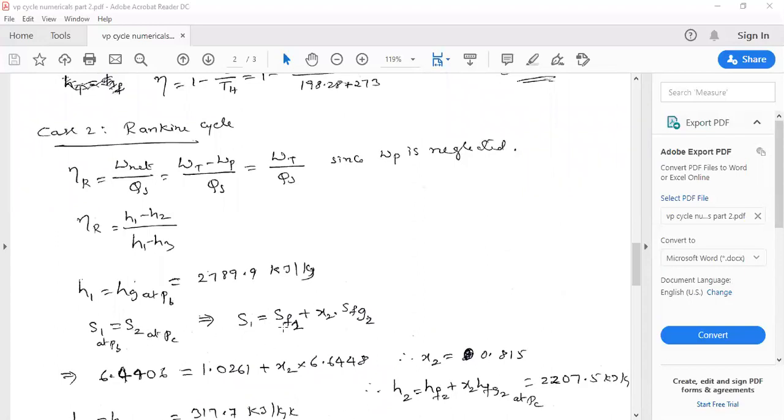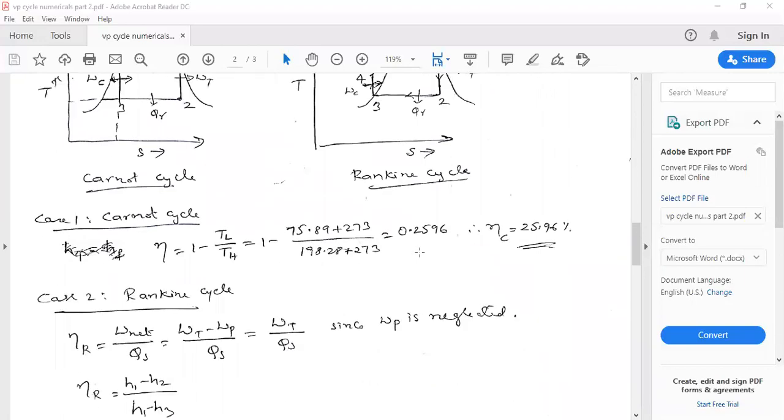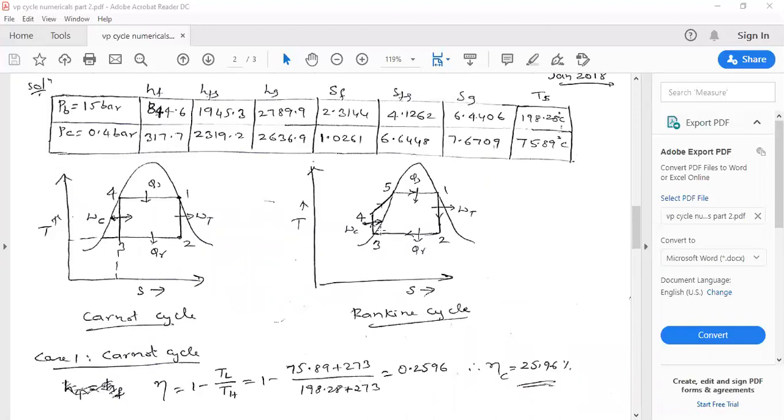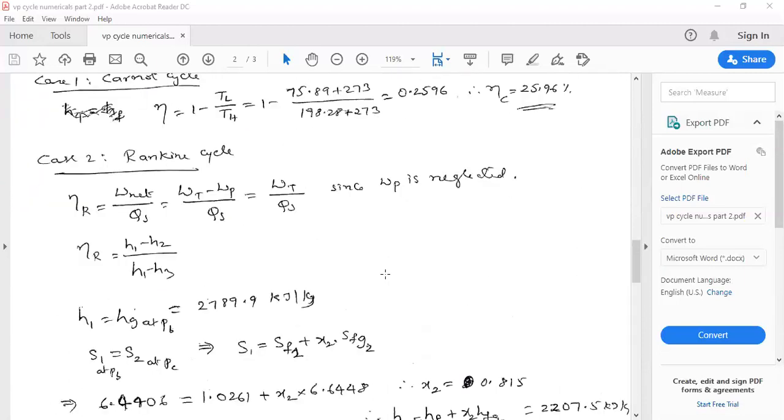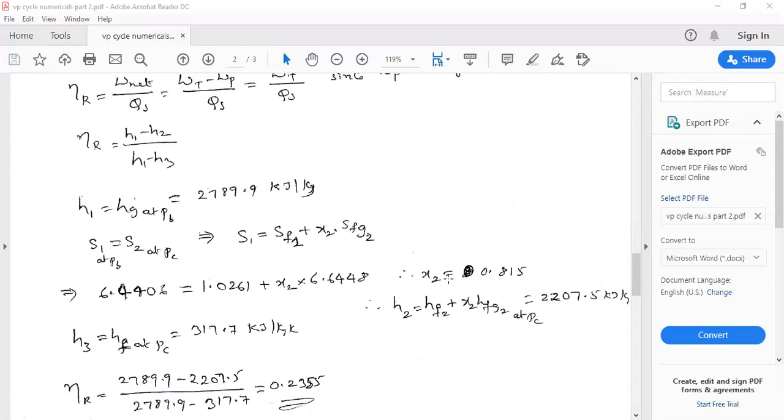What is S2? S2 is equal to Sf2 plus X2 into Sfg2. How to get the value of Sf2? Sf2 is 1.0261. How do you get this? So go to the table. For the condenser pressure, S2 means the point should lie on the saturated liquid line. So go to saturated Sf, 1.0261, Sf2 plus X2, which we do not know and need to find out, into Sfg. What is the Sfg value at the condenser pressure? 6.6448. Now substitute here, get the value of X2.